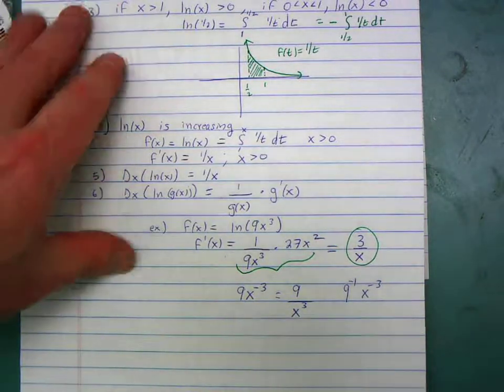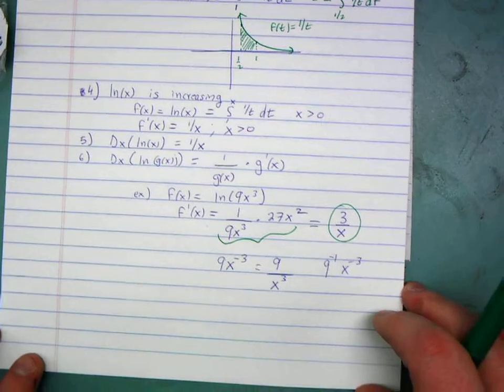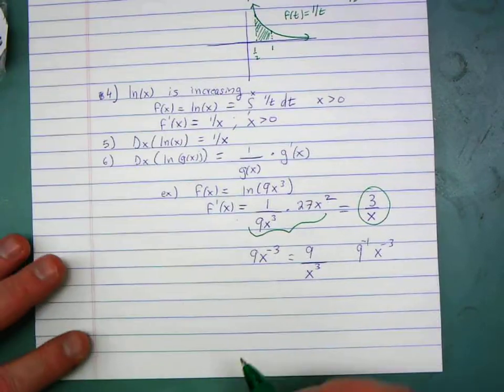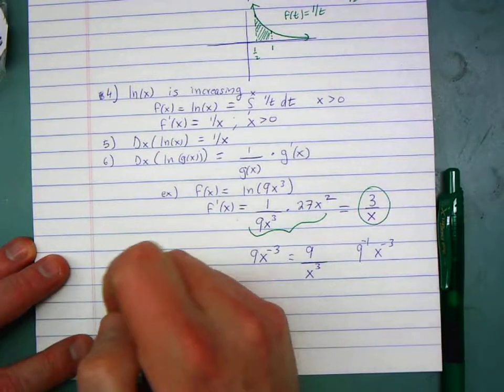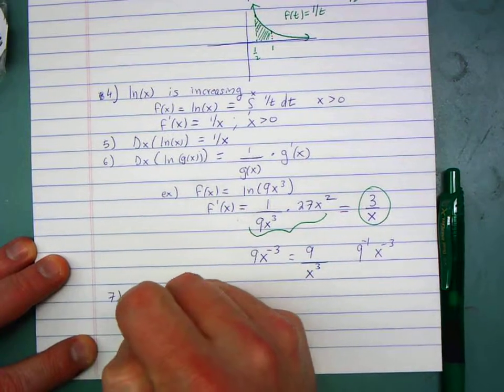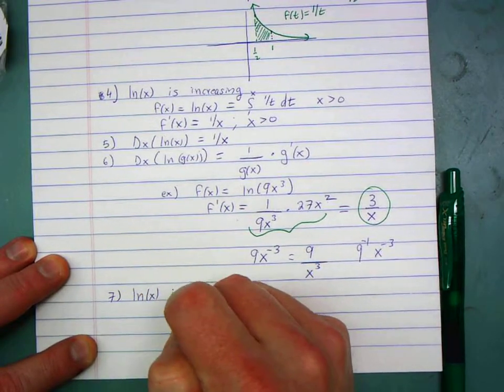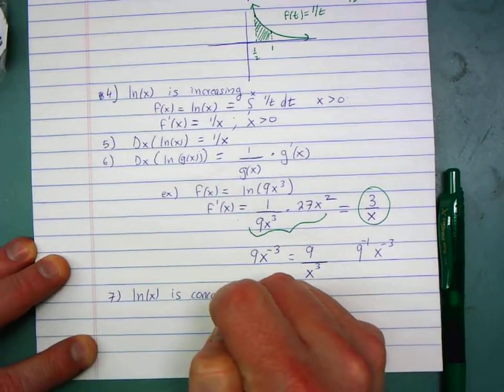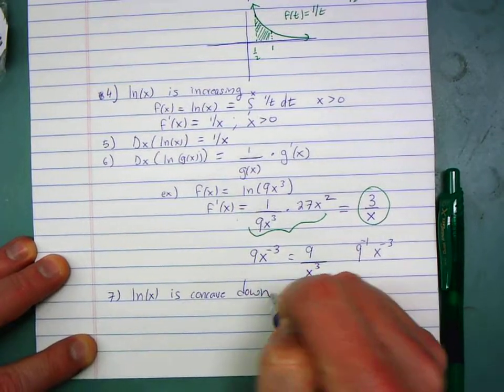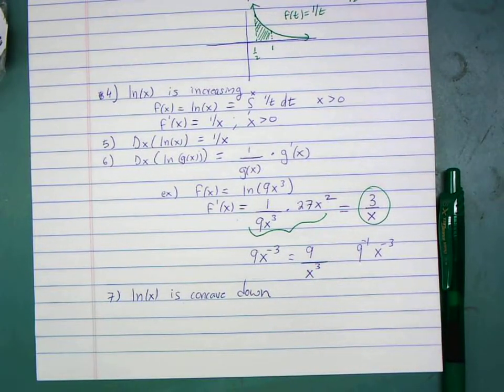All right, a few more properties here. Number 7. I already showed that ln of x is increasing. Now I'm going to claim that ln of x is concave down. Always. Never concave up. Always concave down. How in Calc 1 did we show that functions were concave down? We took the second derivative.